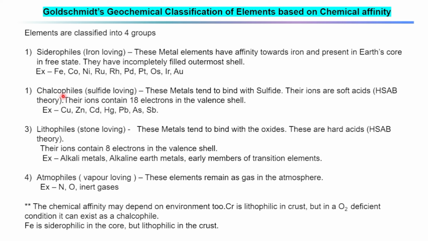Next one is chalcophiles, meaning sulfide loving. These metals tend to bind with sulfide, and their ions are soft acids. The soft acid concept comes in the hard soft acid base principle, which I will teach you sometime later. These ions are more polarizable in nature, and their ions contain 18 electrons in the valence shell. For example, copper, zinc, cadmium, mercury, lead, arsenic, antimony.